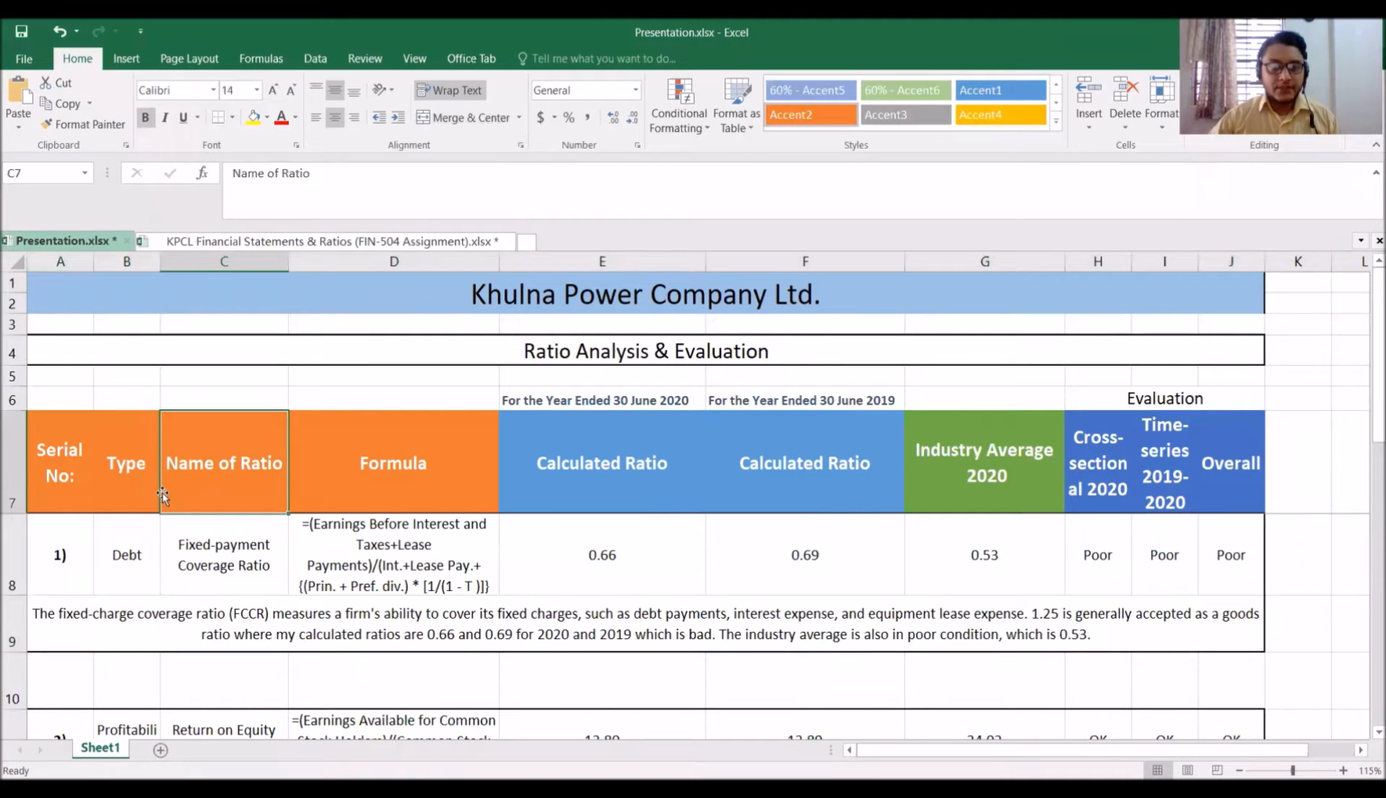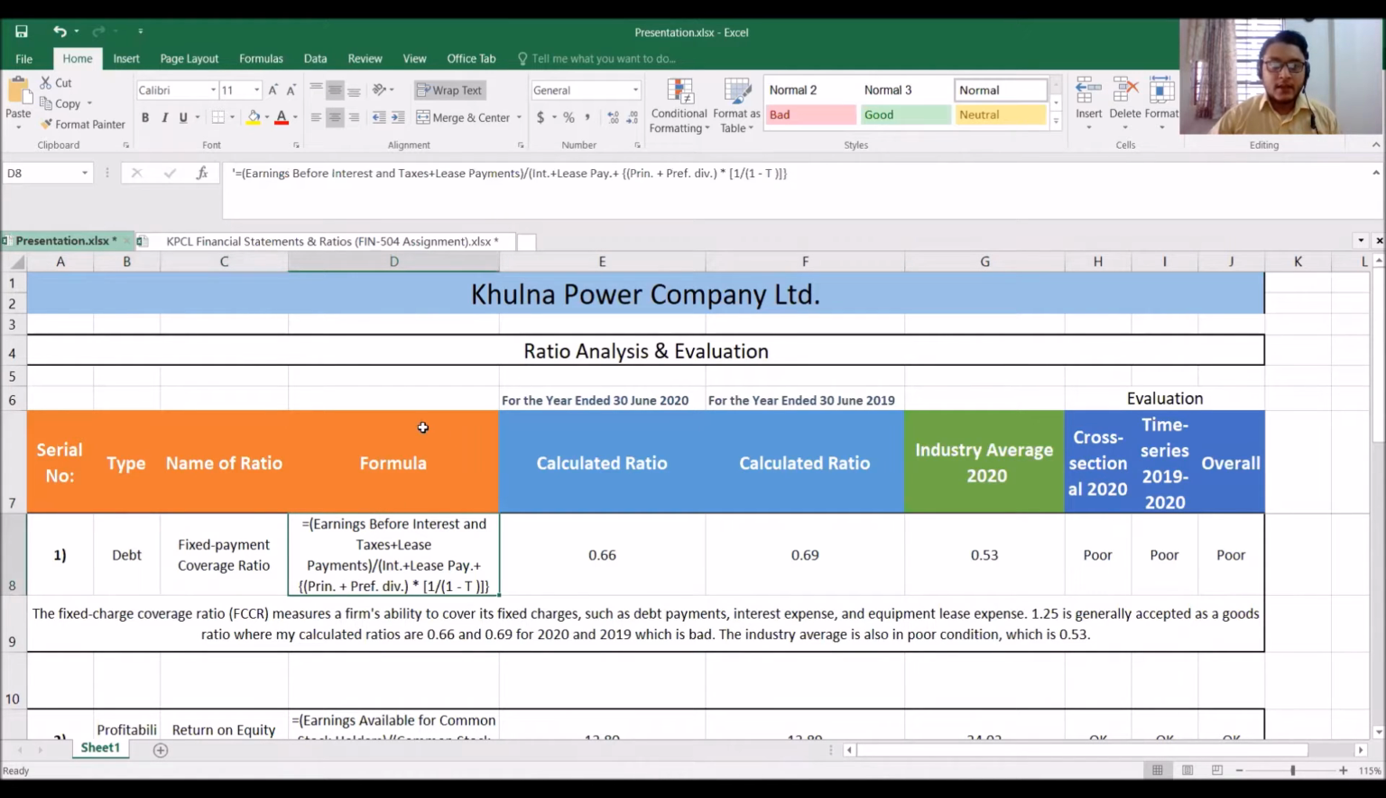So the first ratio I'm going to talk about is the fixed payment coverage ratio. It is a debt-type ratio which measures the firm's ability to cover its fixed charges such as debt payment, interest expense, and equipment lease expenses. Here is the formula and the details can be found here. Let me check.